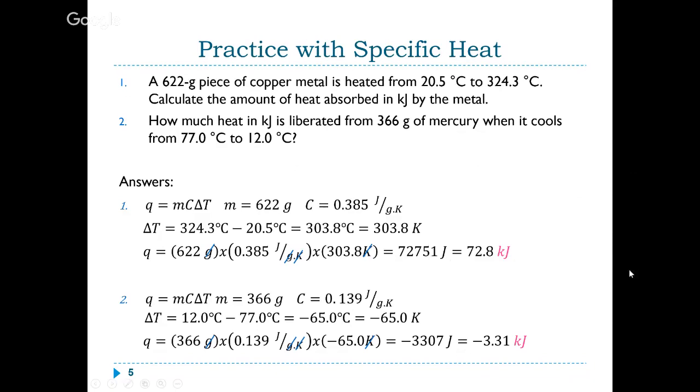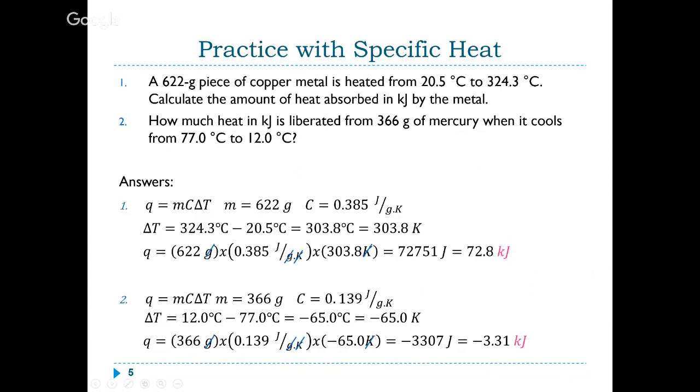How much heat in kilojoules is liberated from 366 grams of mercury when it cools from 77 degrees to 12 degrees Celsius? So once again, we pay attention to our language here. This says it's liberated, which means that it's given off. So we should calculate a negative value of energy because it's exothermic. It says that it's cooling, which means that our final temperature is lower than our initial temperature. So once again, that tells us that heat has to be released.